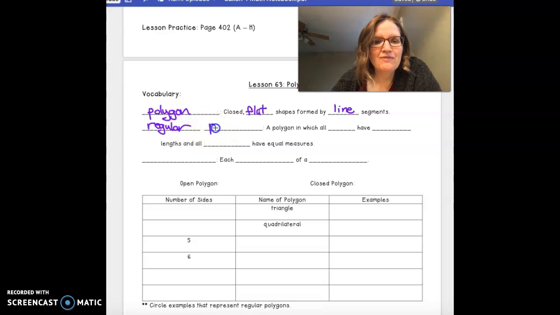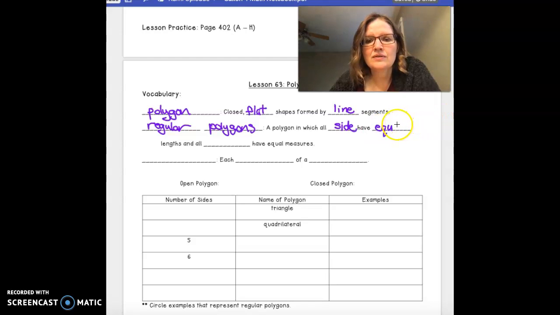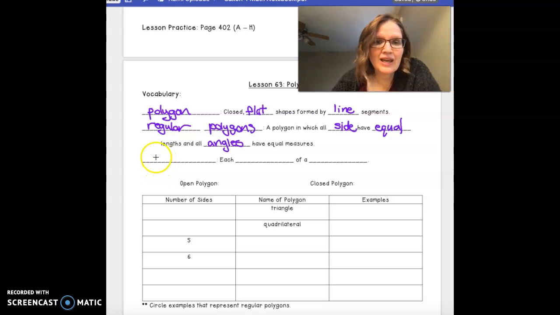So let me fill this out. Regular polygon: a polygon in which all sides have equal lengths and all angles have equal measures. And those are the ones that you should be fairly familiar with.